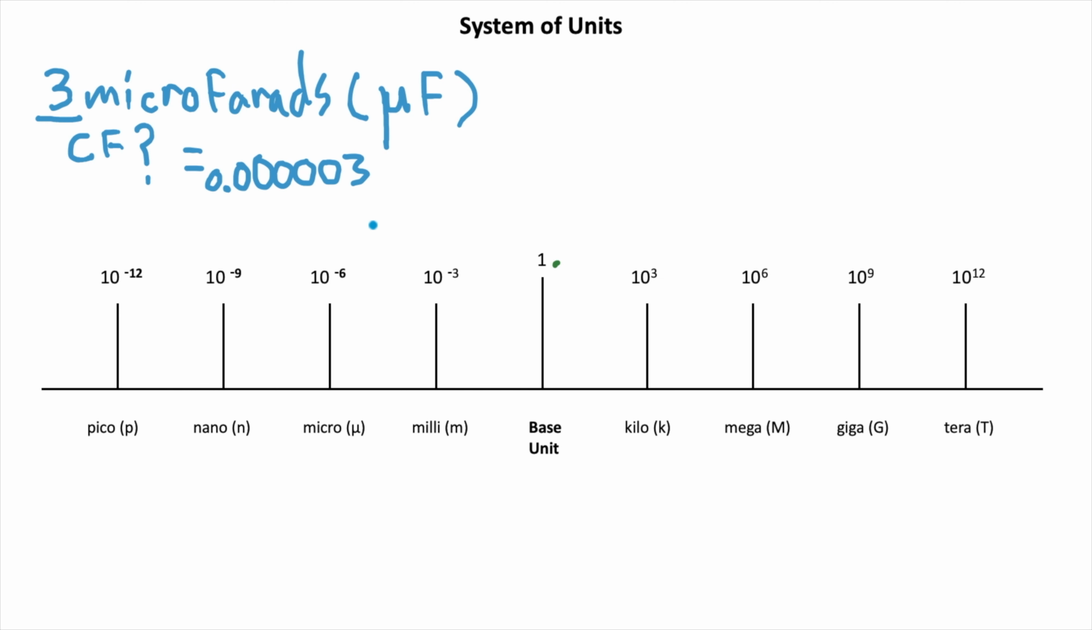And there is your answer. So this is converting 3 microfarads to farads. And just to run the calculation on this, since 1 microfarad is equal to, just to be clear, 1 microfarad is equal to 0.00001. That's our conversion factor. So we multiply our 3 microfarads by this.